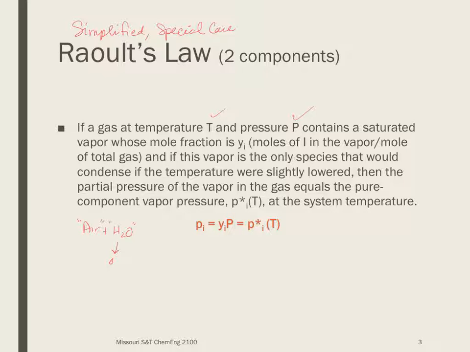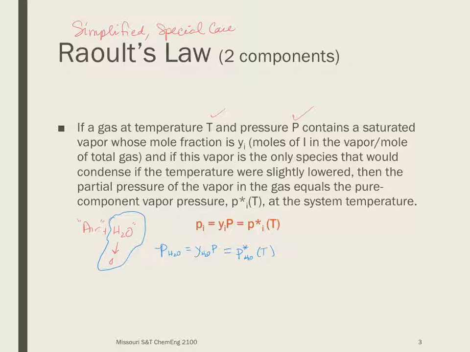And what Raoult's Law says is that the partial pressure of the vapor in the gas, for the one that's going to drop out as a liquid, in this case the partial pressure of water, and we know that that means it's the mole fraction of water times the total pressure, equals the pure component vapor pressure at the system temperature. So it's equal to the vapor pressure of the water at whatever the system temperature is.